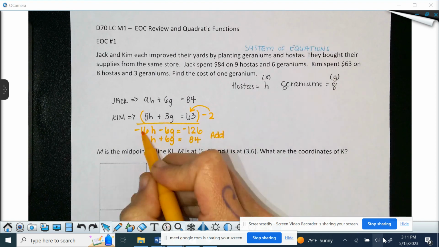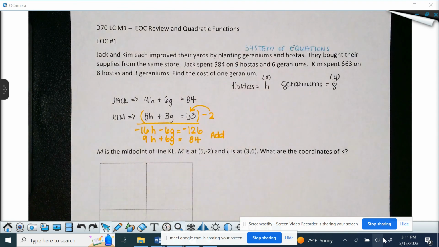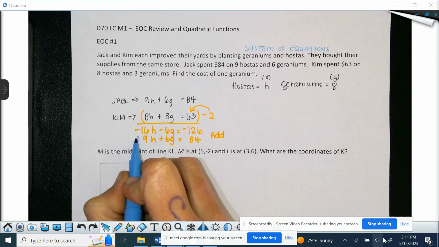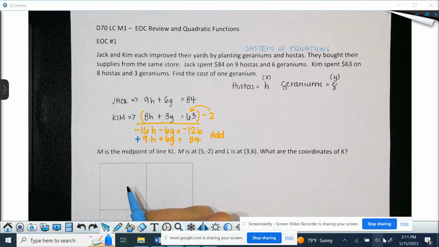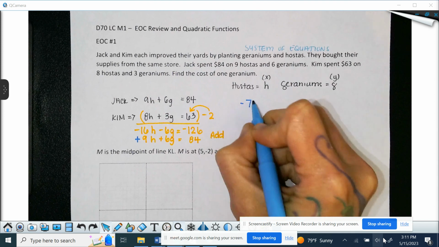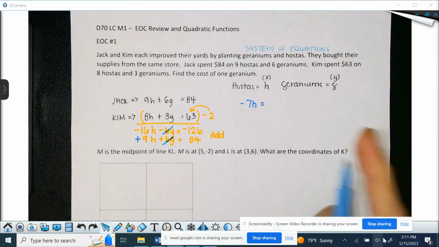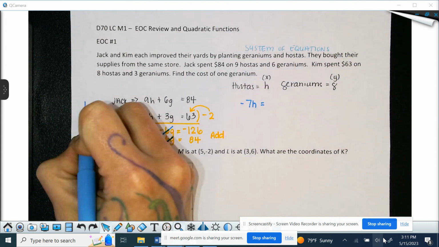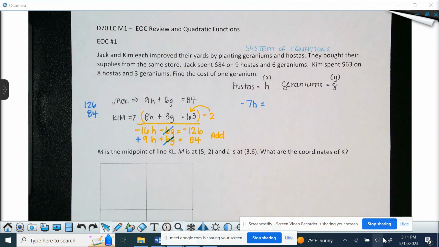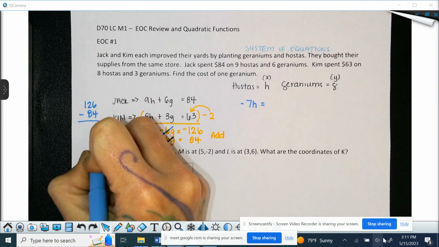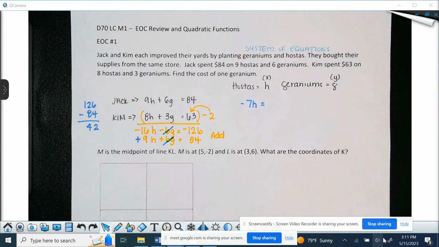So it's negative 16h and a positive 9h gives me what? Negative 16h and positive 9h, when I add those together, gives me what? Yep, so negative 7h. Our 6g's give us a 0, which is good. That's what we're shooting for. Negative 126 and 84. So that's 126 and 84. That's a negative 126, but I'm going to subtract the 84 and then just tack on the negative because I owe you 126, but I pay you 84. Should be 42, but it's got to be a negative 42.